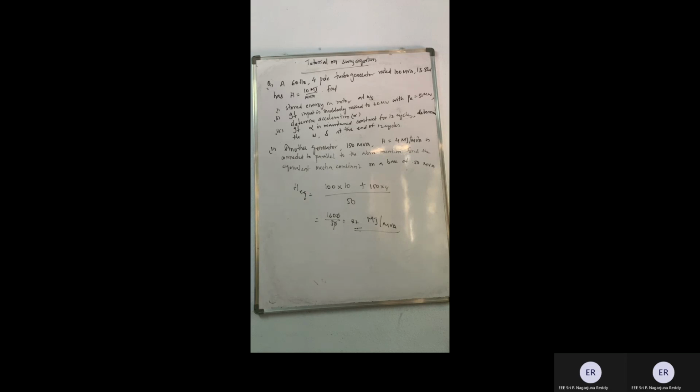So what we have learned today? We have learned about the swing equation, the problems on the swing equation, and how to compute the equivalent inertia constant for multi-machine systems. That's it for today.